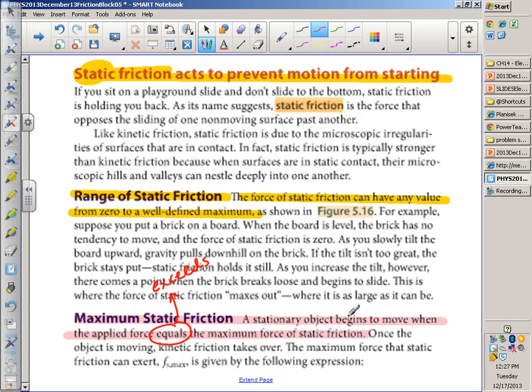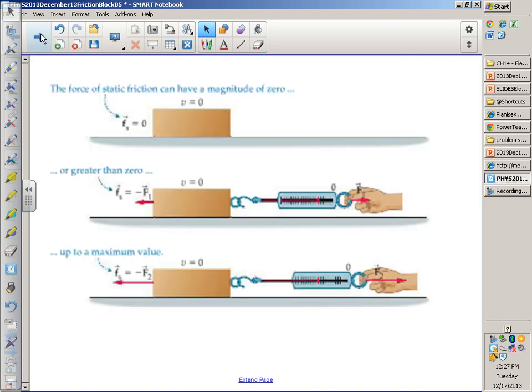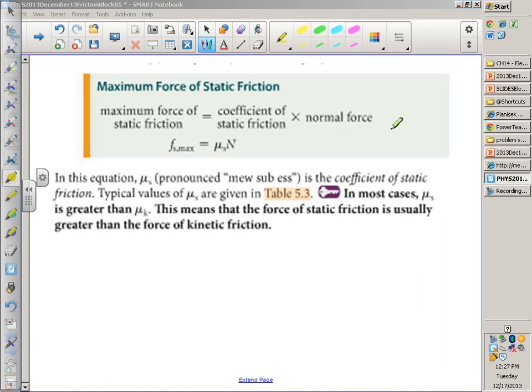So, a stationary object begins to move when the applied force exceeds the maximum force of static friction. Okay? So, we got to have a way to figure out what the maximum force of static friction is. Guess what? There is a coefficient of static friction, just like there was a coefficient of kinetic friction. We still use the Greek letter mu, but this time, we're going to use the subscript s for static friction.